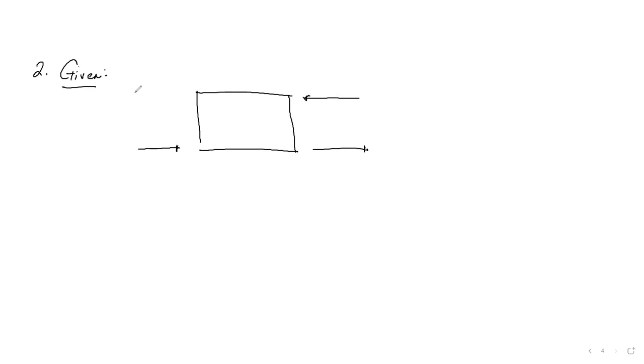Okay, number 2. So we will use the box representation for the leaching equipment. Single stage leaching, that is. So you have this: you have the L0, you have the L1, you have the V2 here, and you have the V1.